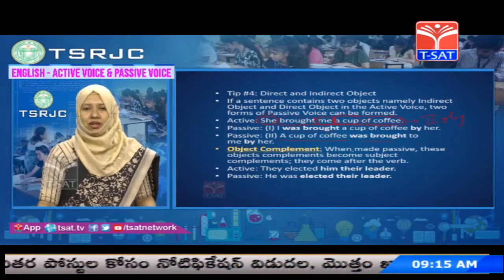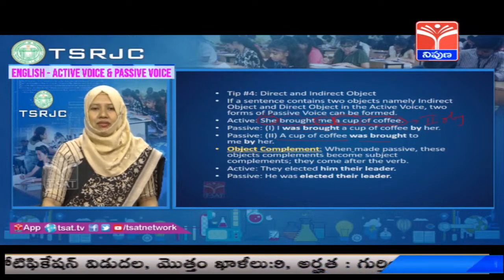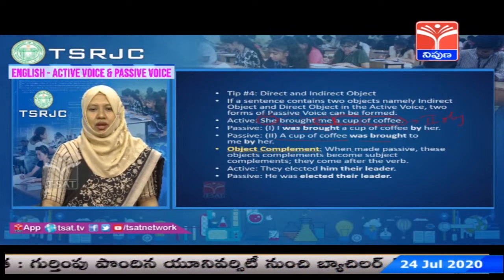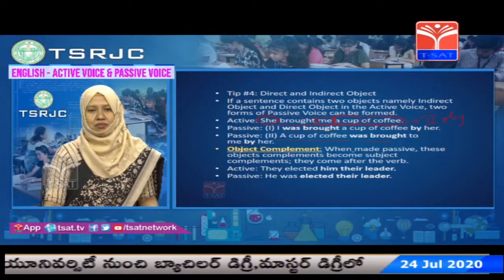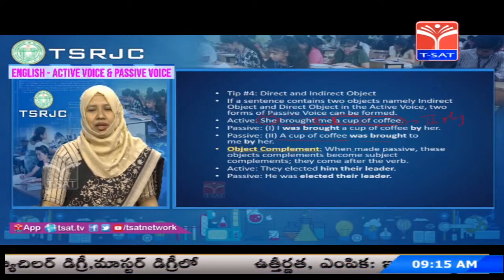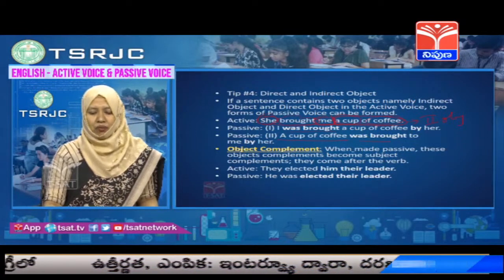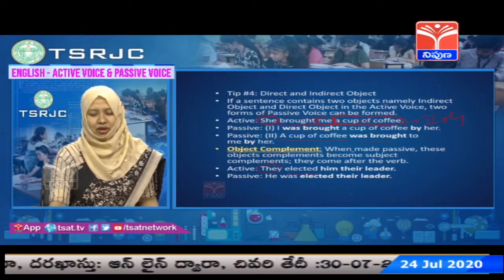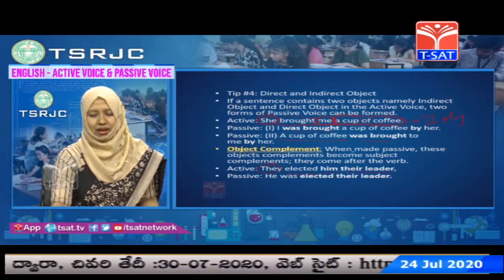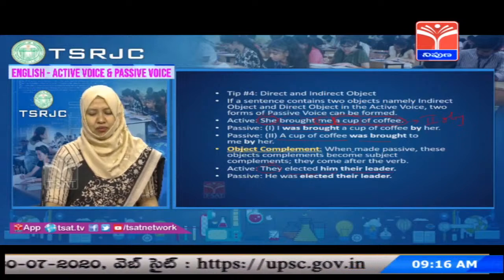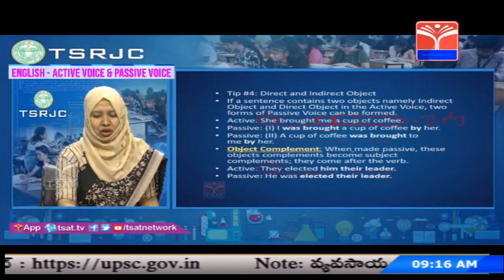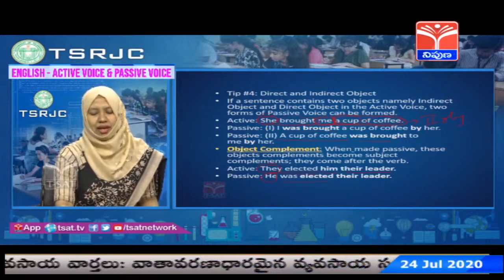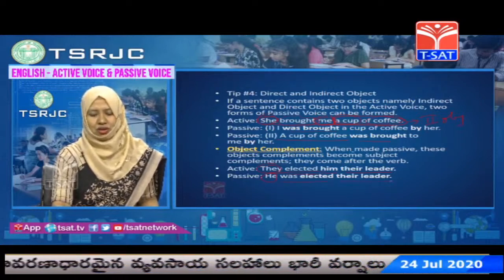Now, object complement. When made passive, these object complements become subject complements. They come after the verb. For example, they elected him their leader. Here, they is the subject, elected is the verb, him is the direct object and their leader is the indirect object. So him will change to he. He was elected their leader. They is changed to by them.